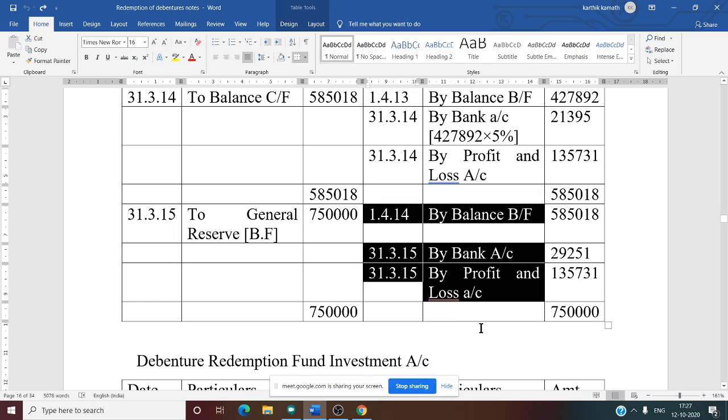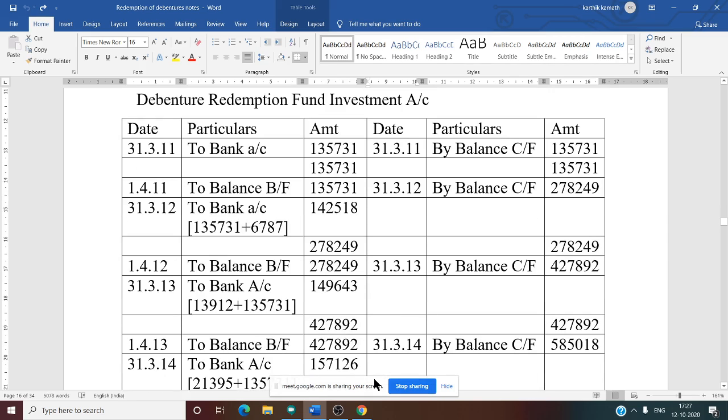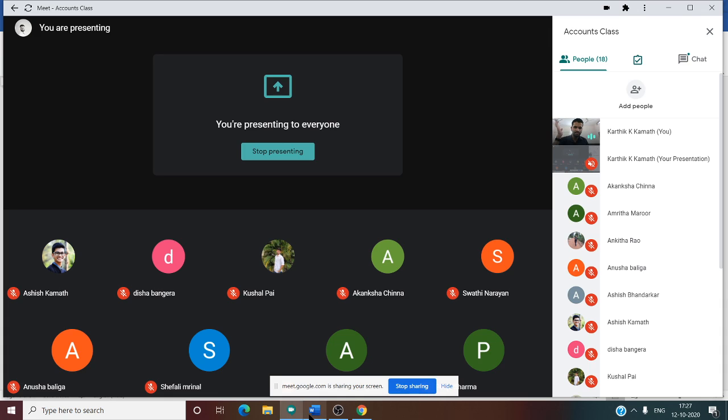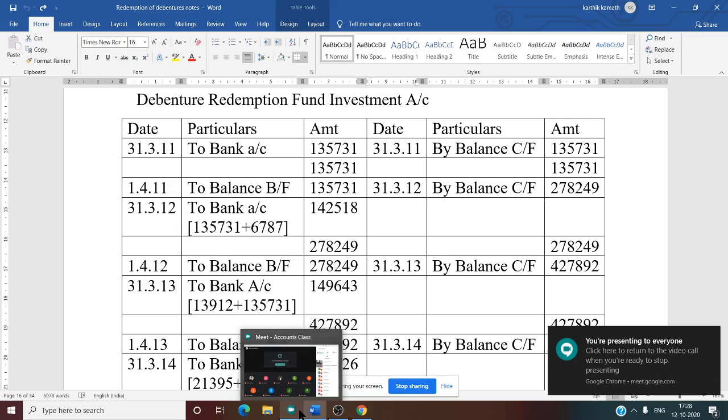Now you do the second account. What is the second account asked in the question? Debenture redemption fund investment account. The second account asked in the question is the debenture redemption fund investment account. So we need to prepare that account. Now investment has a debit balance. We have already discussed this.